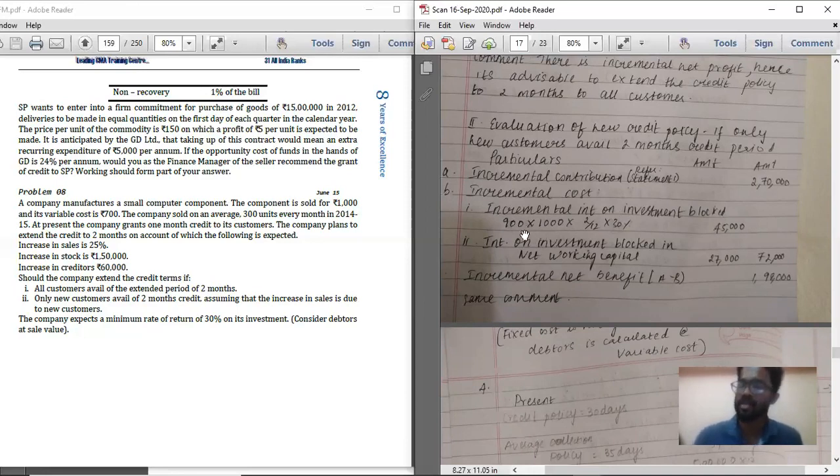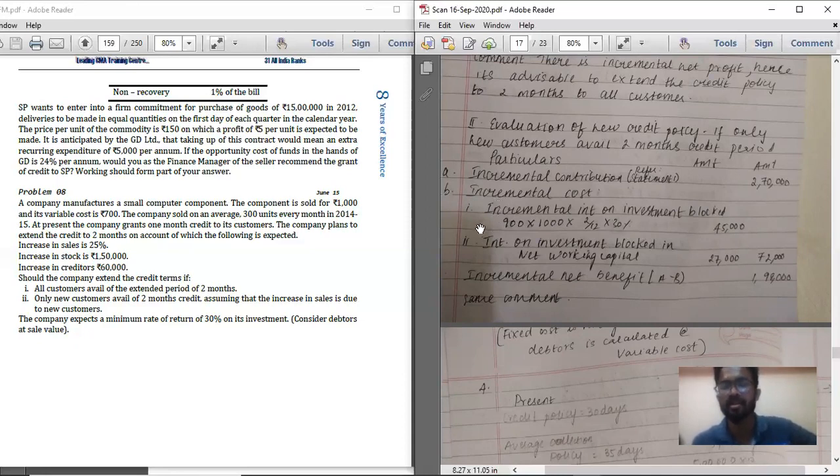That is, 900 units sales value. We are doing it on sales value because cost value is not provided, because fixed cost is not provided. So 900 into 1000, and only these 900 units are availing 2 months credit. So 2 months divided by 12 months, into 30%. So the incremental interest on investment blocked in debtors is 45,000.